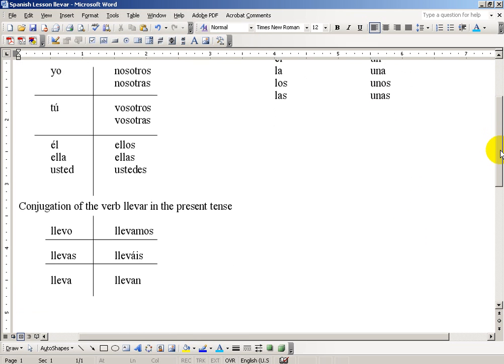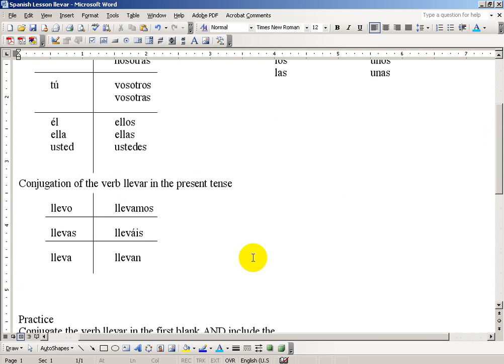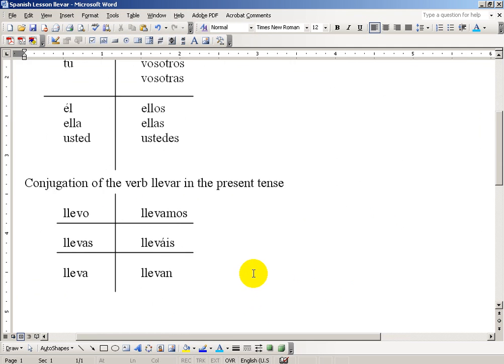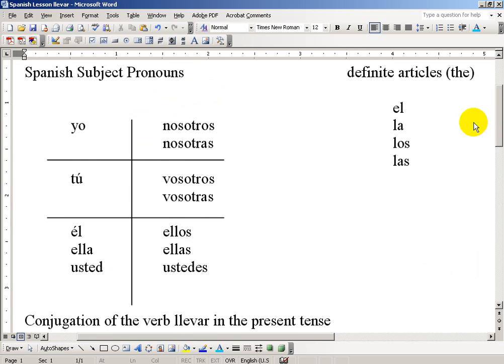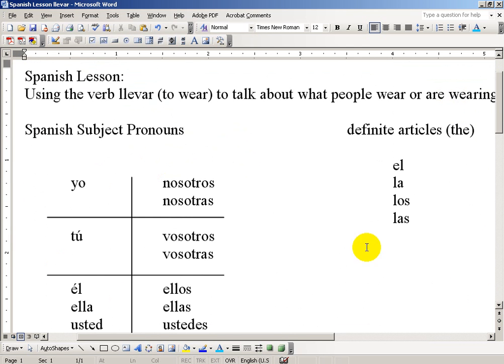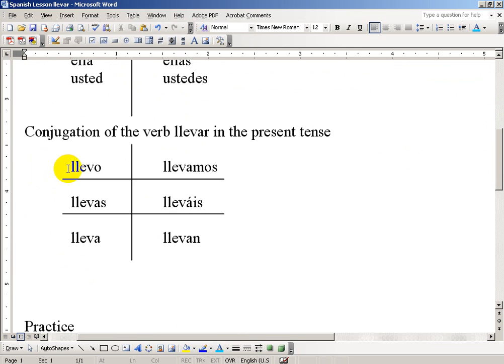So let's go down just a little bit more here, and we have the conjugation of the verb llevar. I'll make that a little bigger for you. Okay, so the conjugation of the verb llevar in the present tense. So if you know your subject pronouns over here on the left, then we would know that llevo means I wear or I am wearing. Llevas is you wear. Lleva is he or she wears or you formal wear. Llevamos is we wear. Lleváis would be you plural wear. And llevan would be they wear or you plural wear also.